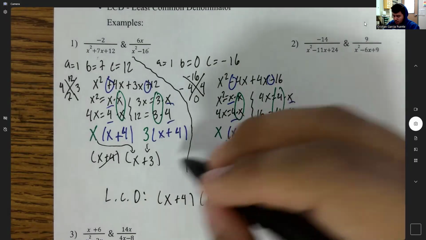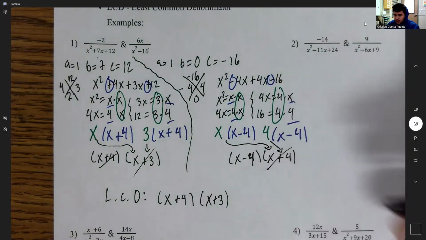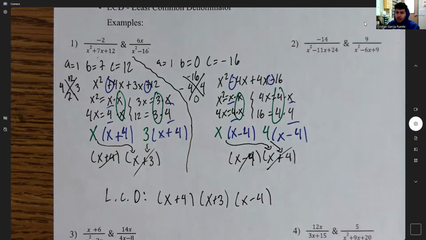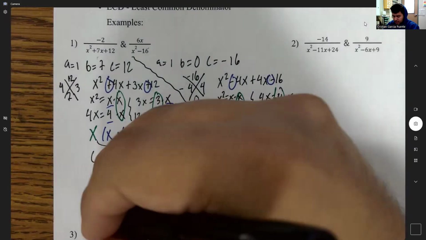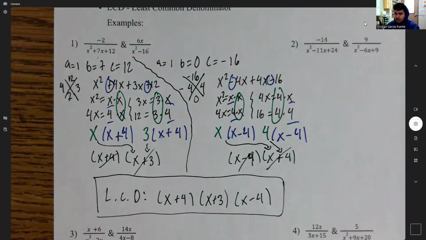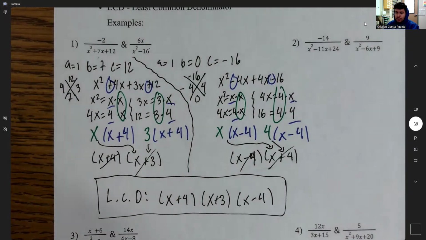And then I'll cancel it because we used it. Now, what did I not use on the right? X minus 4. So you'll write that down next. And now, since we used everything, we're done. You just box your answer and you're done. And that's how you do the LCD. And that's it. It is a lot of steps when you do your ABCs, but it isn't that bad.